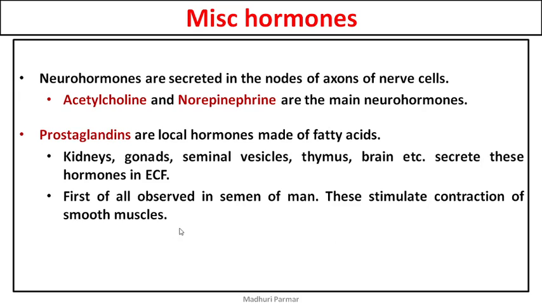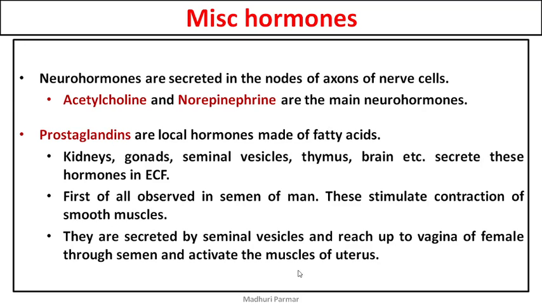They stimulate contraction of smooth muscles, as we have already seen. So when secreted by the seminal vesicle, and when the semen is ejected into the female vaginal tract, this reaches up to the vagina and causes the activation and contraction of muscles of the uterus. Okay, and we had seen how this contraction of the uterus will help in the sperms moving upwards. They are pulled up because of this contraction.